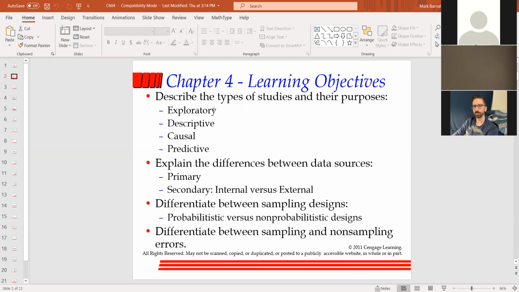You want to see which variables are important for the type of thing that you want to do, so you do an exploratory study. There are descriptive studies where you're just looking and describing what you're seeing. There are studies where maybe you have a theory about cause and effect, a causal study, or maybe you want to make some sort of prediction.